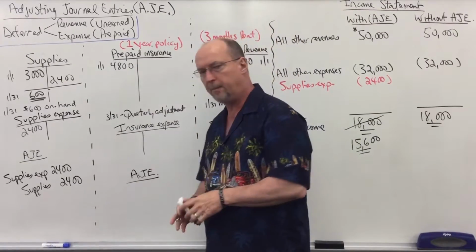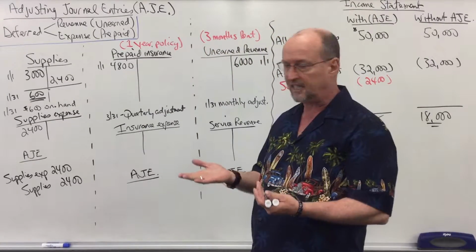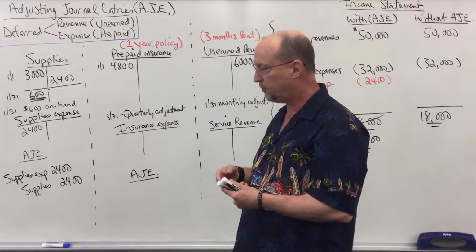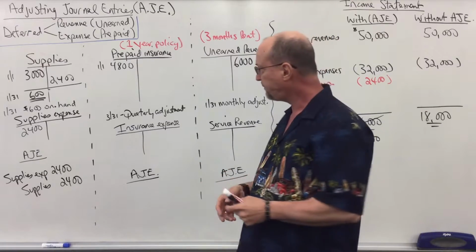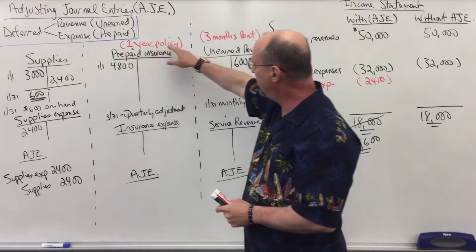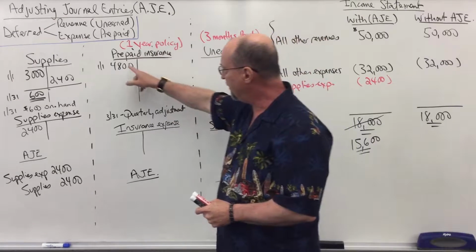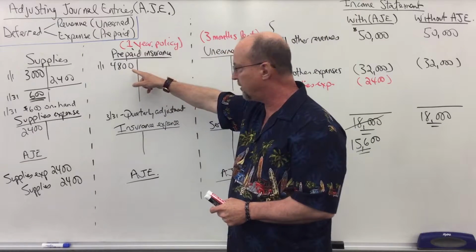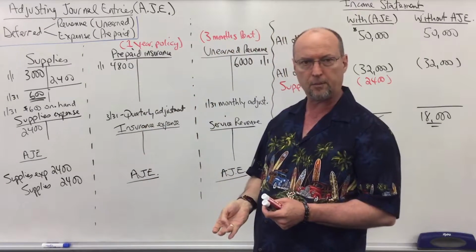It's the same thing with prepaid insurance. Prepaid insurance is an asset. It's going to become an expense. It's a deferred expense. We'll assume this is a 1-year insurance policy, and so that means $48,800 divided by 12 is what, $400 per month.